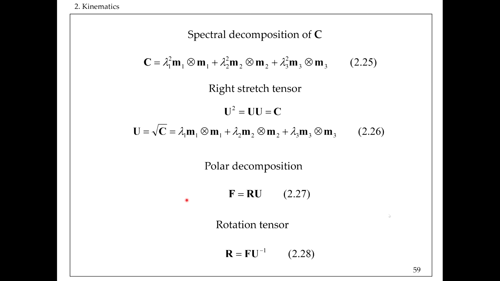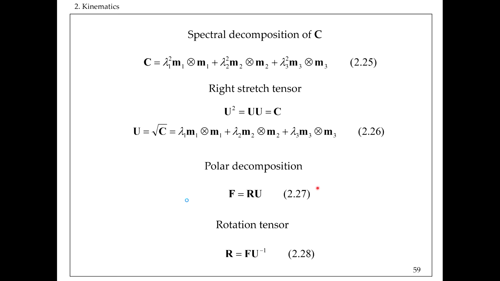So meaning that, and that can be defined based on 227. If F contains that U, then we can calculate R based on this formula. We just take F and remove that part of the stretch from it, so multiply it with the inverse of U and see what will remain in R.